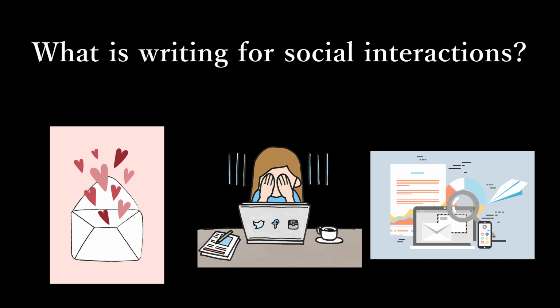Examples of writing for social interactions are varied. They may include emails, text messages, social media posts, blog comments, and other forms of written communication that are designed to connect and communicate within a social or interpersonal context. You may now wonder, how does the communication work in writing?